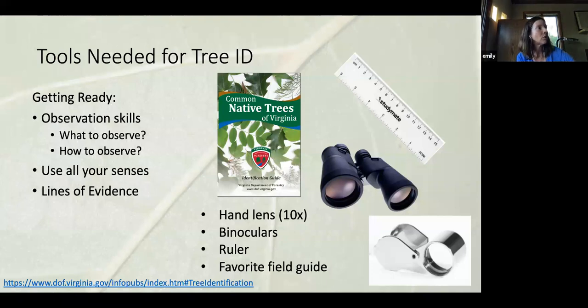And things you should be aware of. Everybody has a different way of learning. My mother has a photographic memory. I do not. So I have to write everything down and make sure that you learn how to do tree ID the way it works for you, instead of having anybody tell you how to do it, because that's not going to be always the best idea.